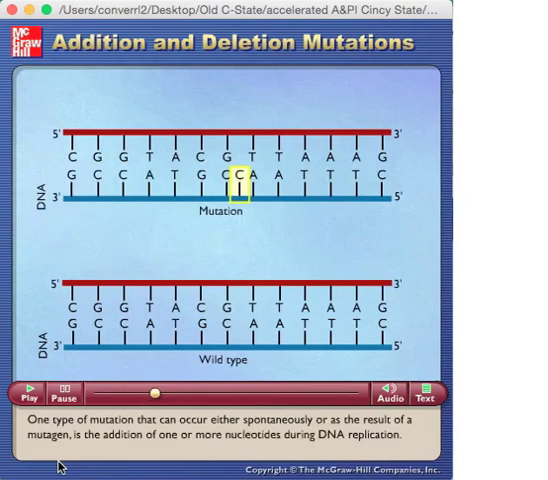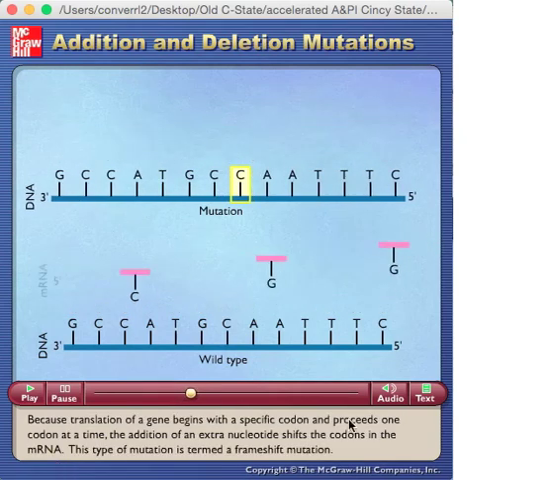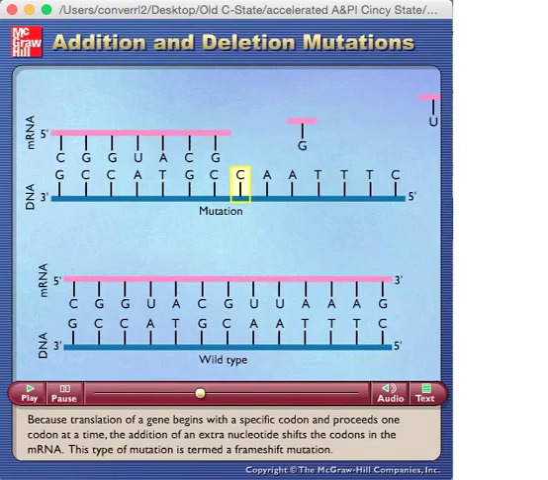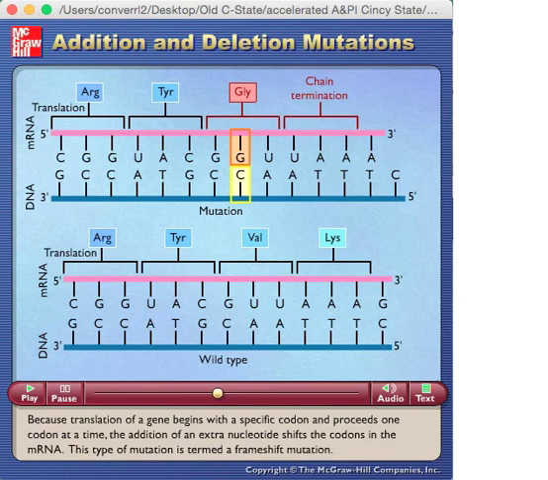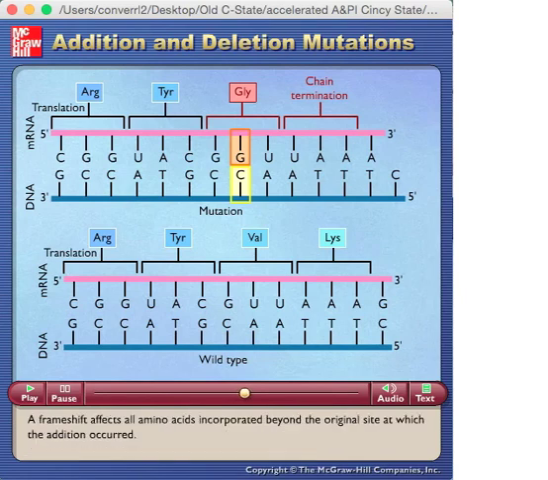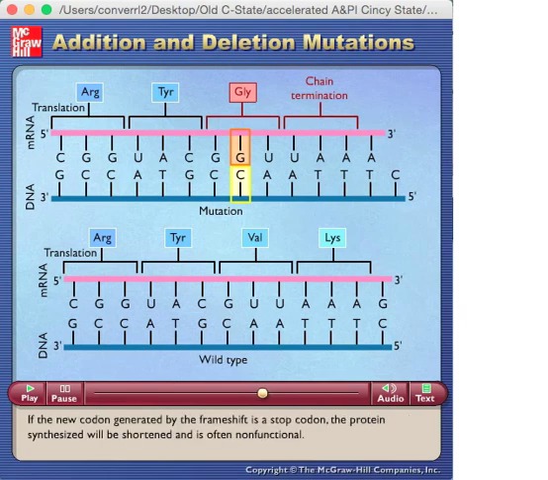One type of mutation that can occur either spontaneously or as the result of a mutagen is the addition of one or more nucleotides during DNA replication. Because translation of a gene begins with a specific codon and proceeds one codon at a time, the addition of an extra nucleotide shifts the codons in the mRNA. This type of mutation is termed a frame shift mutation. A frame shift affects all amino acids incorporated beyond the original site at which the addition occurred. If the new codon generated by the frame shift is a stop codon, the protein synthesized will be shortened and is often non-functional.